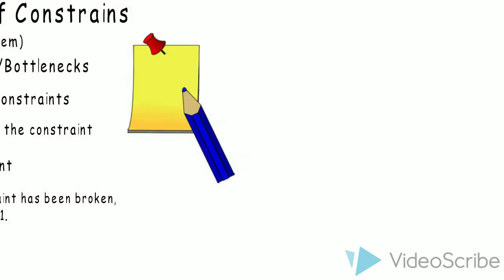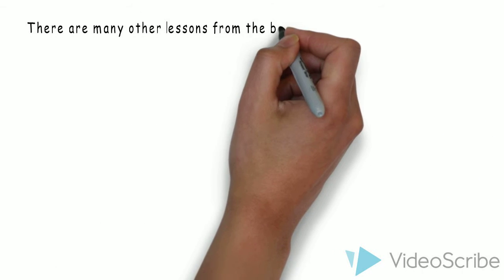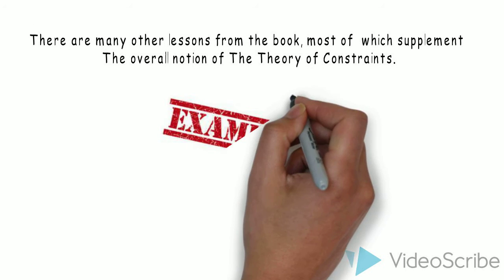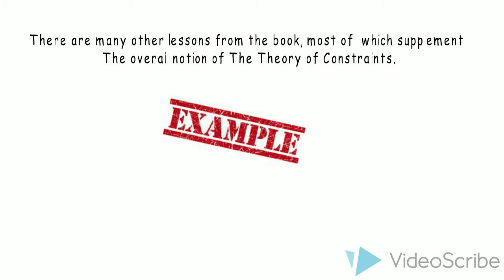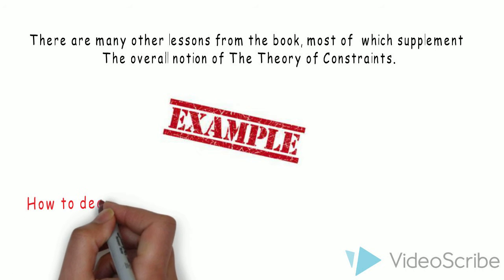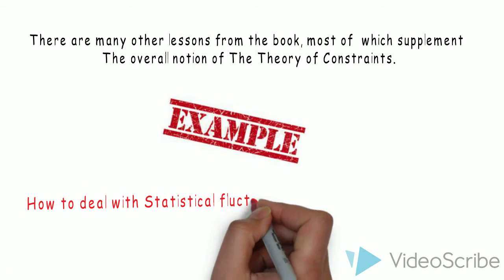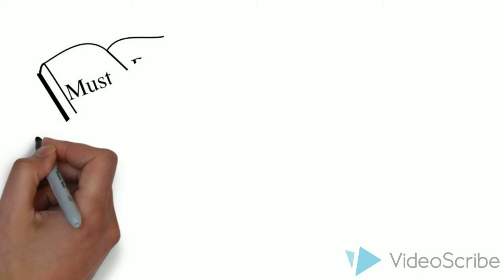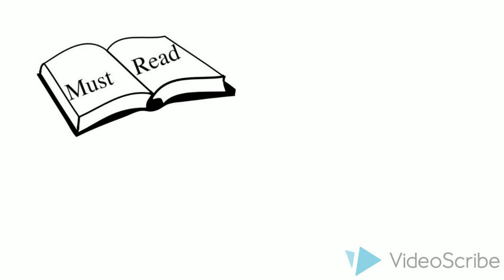There are many other lessons from the book, most of which supplement the overall notion of the theory of constraint. For example, the book provides basics on how to deal with inevitable phenomena like statistical fluctuations and dependent events, both of which are present in our factory.